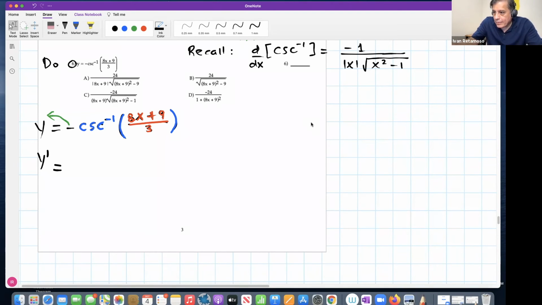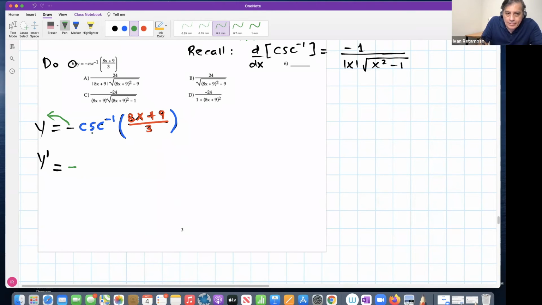And this will help you, again, a lot with your homework problems. So let's do it together and nicely, and slowly. Remember, the negative sign is not a problem because you can pull it outside the differentiation as well as the derivative. It's a constant. We focus on taking the derivative of this composite function, cosecant inverse of (8x plus 9) over 3.